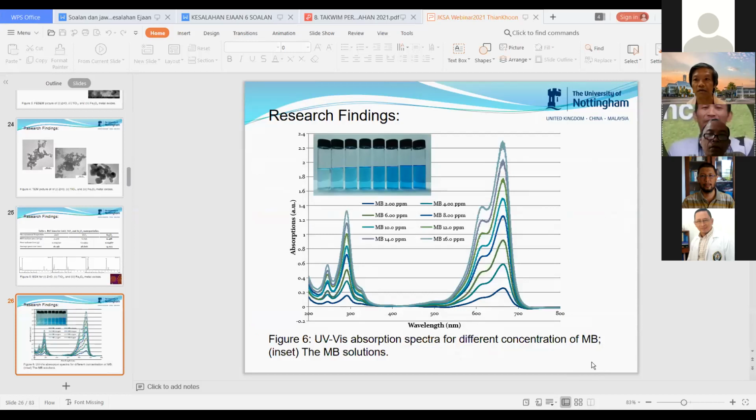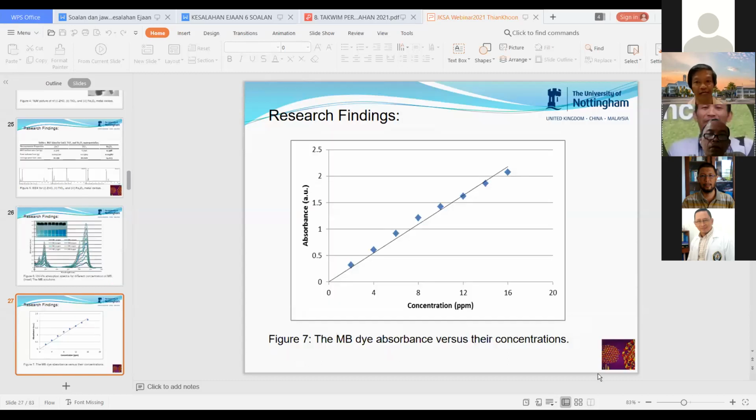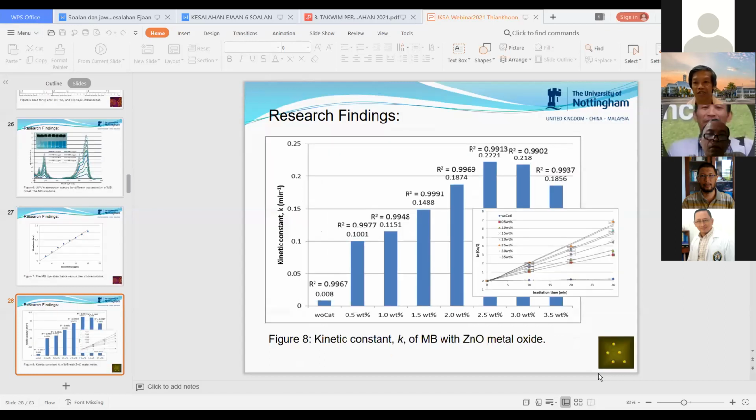As we already mentioned, we just look at the absorbance of the organic substance that we have. We try to apply it to different materials. Here we are using methylene blue. Different concentrations give different absorbance, and when we draw a graph, it provides a straight line. So we can use this idea of just looking at the absorbance, without needing to look at the concentrations. This is the first result of our metal oxide.